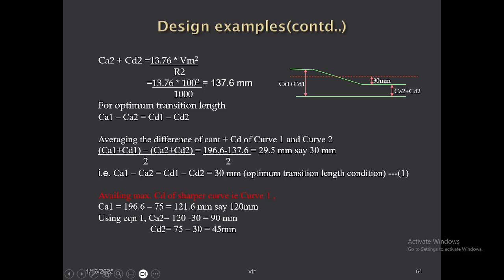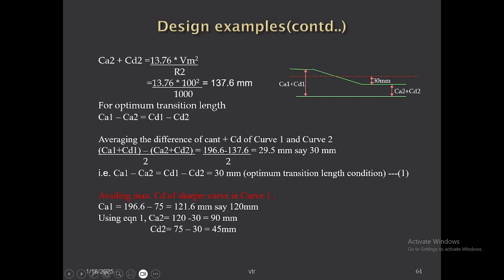Okay, by equating this, we form this equation, and from there we calculate the rest of the values. Suppose, for example, for availing the maximum cant deficiency of the sharper curve, because normally we have to consider the sharper curve, here the sharper curve is curve number 1. Suppose curve number 2 were the sharper curve, then we would consider the second curve, but here the first curve is sharper. So we select curve number 1.